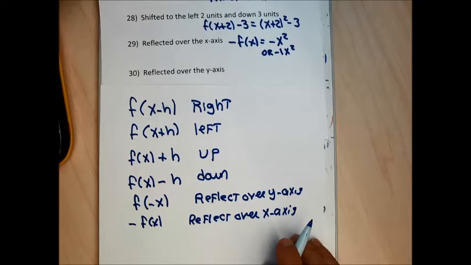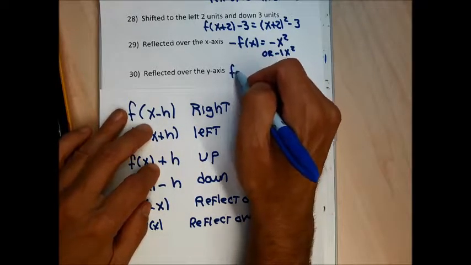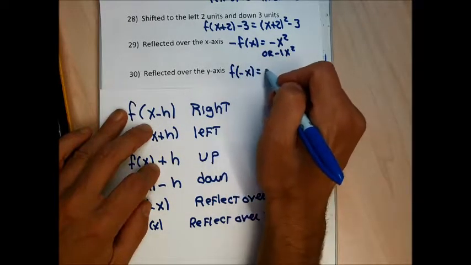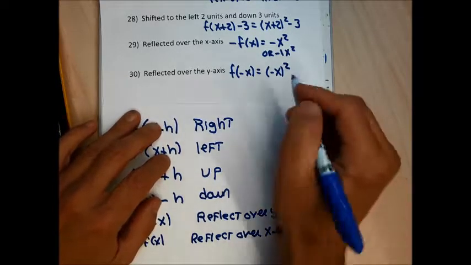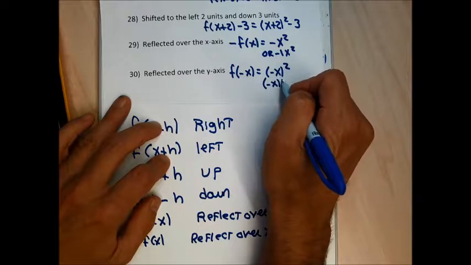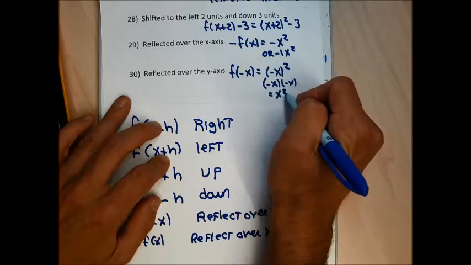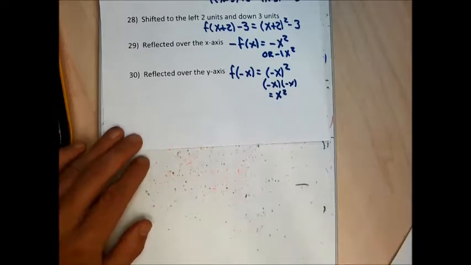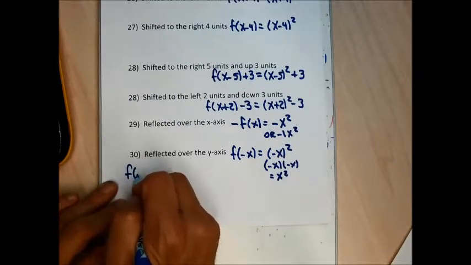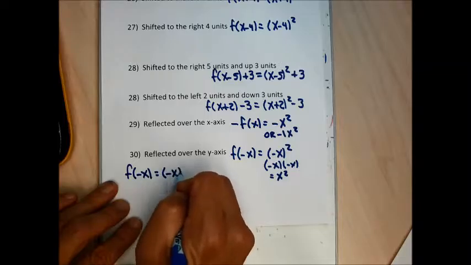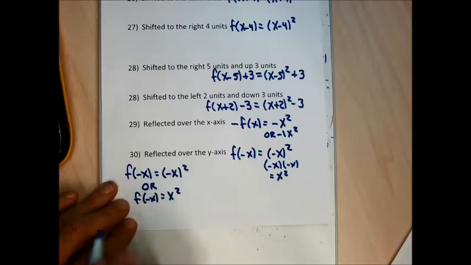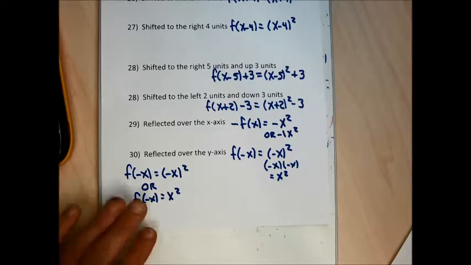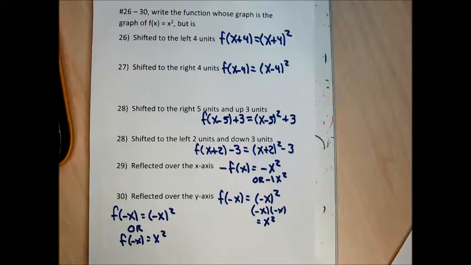To reflect over the y-axis, I need f of negative x. Because that negative x is in a parentheses, it needs to go in a parentheses. You could write negative x squared for your answer, or you can simplify that and multiply negative x times negative x and get positive x squared. So for your answer to problem 30, you can write either f of negative x equals negative x squared, or you can write f of negative x equals positive x squared, because when you clear the parentheses, you get a positive x squared.